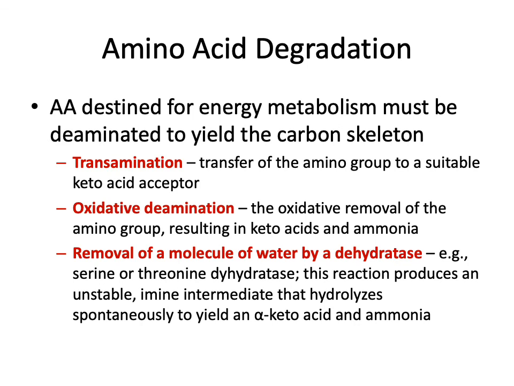Okay, so any amino acid destined for energy metabolism has to be deaminated to yield the carbon skeleton. And again, it's done by a transamination reaction, which transfers the amino group from the amino acid to an alpha keto acid, generally alpha ketoglutarate, to make glutamate. Then that can be deaminated directly to give free ammonia.